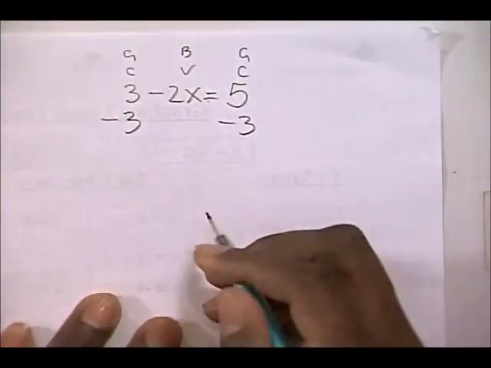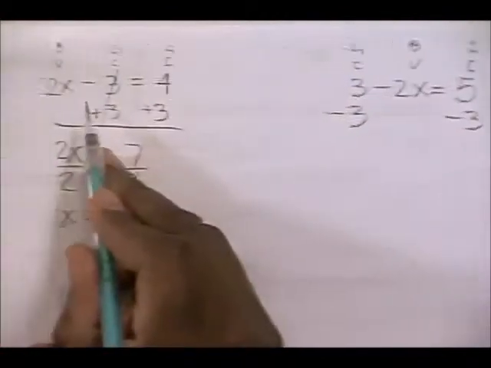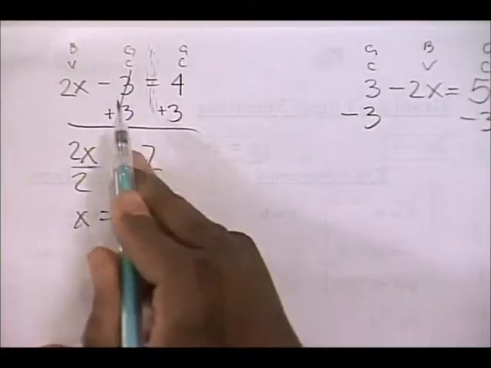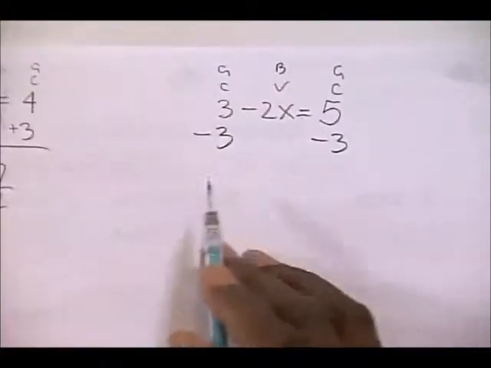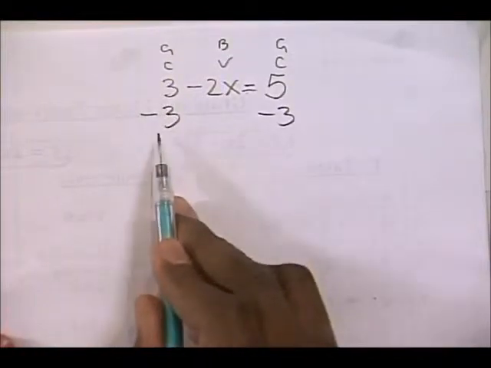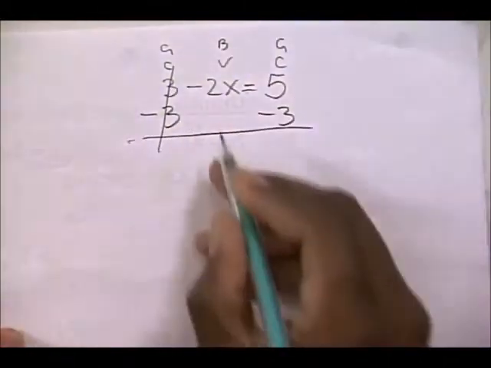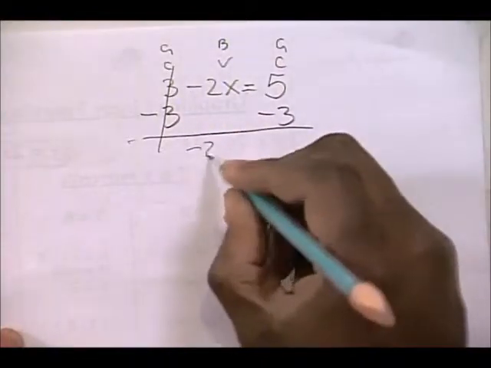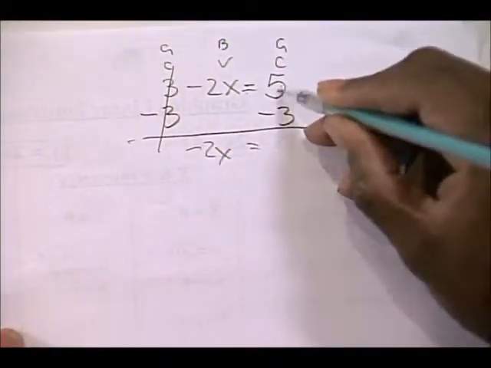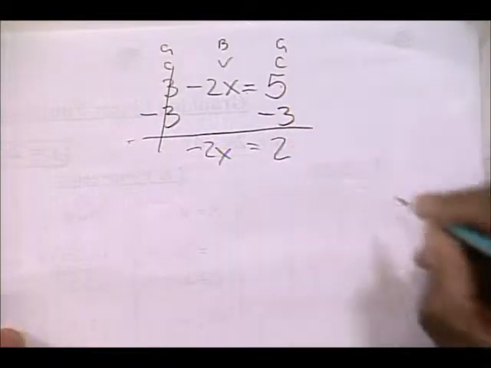You subtract 3. How did you move a minus 3 over here? You added 3. You move that minus 3 by adding 3. How did you move this positive 3? By subtracting 3. Inverse operation. That cancels. This is a negative 2x, which is brought down. You get 5 minus 3, which is 2.